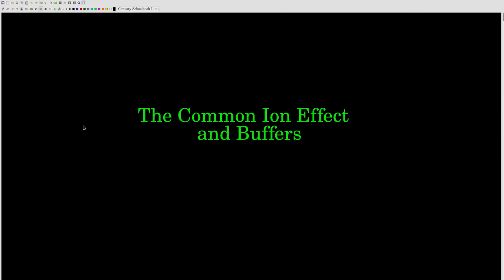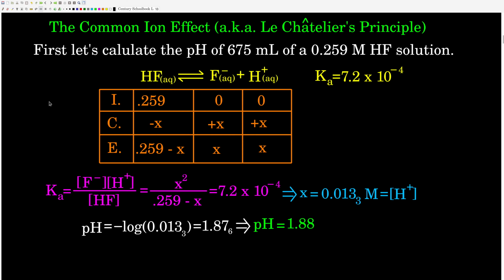Hey guys, this video is about the common ion effect and buffer solutions. So let's start with the common ion effect. Now this is really just Le Chatelier's principle, but we're going to quantify it here and sort of justify, I guess, part of Le Chatelier's principle.